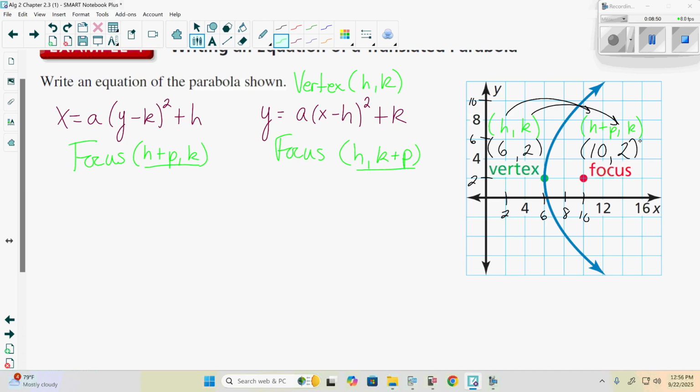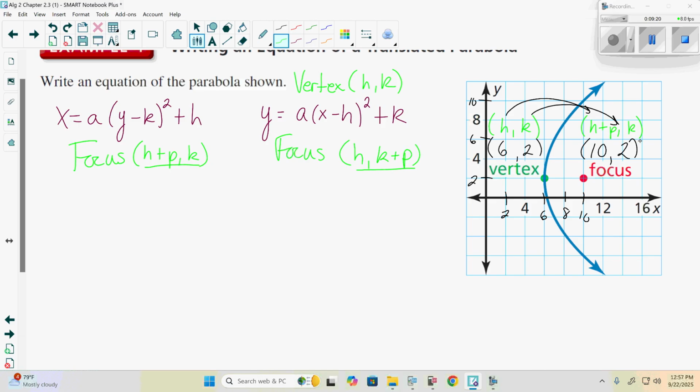Questions on how we line that up? You can look at it as which one changed. Here, h, the first value, went from 6 to 10, so we have to have h plus p comma k. Or we can look at which one didn't change. In the vertex, k is 2. In the focus, the k value is still 2. So the only one that still had k for the vertex and k for the focus was h plus p comma k, so it has to be that one.